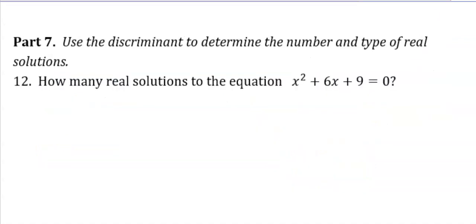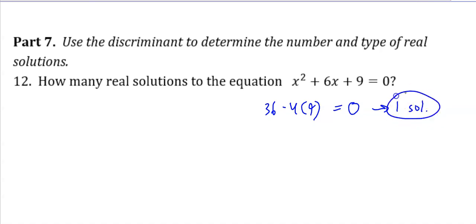So this one, just do the discriminant. Remember, b squared minus 4ac. So b squared is 36 minus 4 times 1 times 9. Oh, wow. 36 minus 36 is 0. So when the discriminant is 0, there is one real solution.